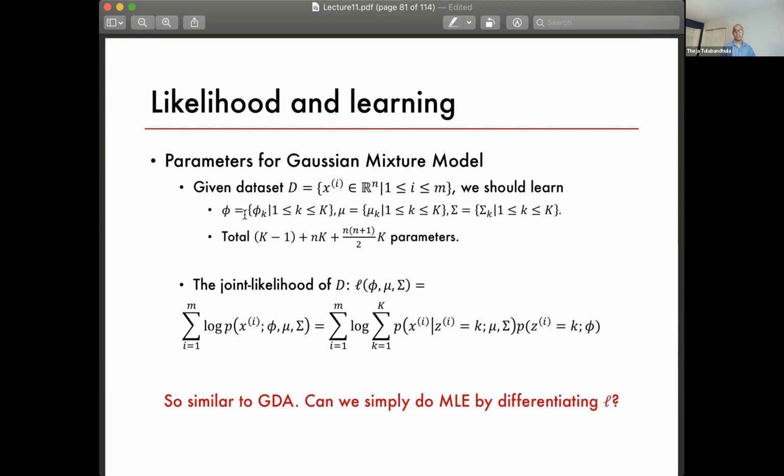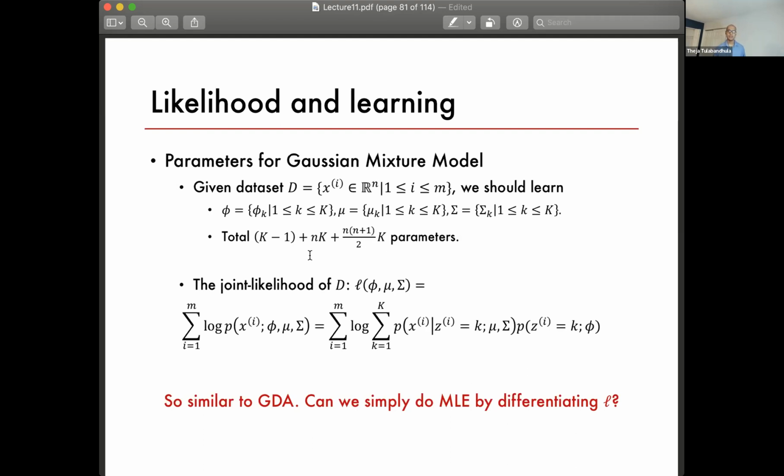So phi, if you remember, is a parameter for a multinomial distribution. If you have capital K components, then there are K minus 1 independent parameters. Similarly, mu: there's one vector per multivariate Gaussian, and each vector is n-dimensional, so n times K. And each sigma is an n cross n symmetric positive semi-definite matrix. Since it's symmetric, n times n plus 1 over 2 is the number of unique parameters in each one, and there are capital K of them. So that's the total number of parameters.